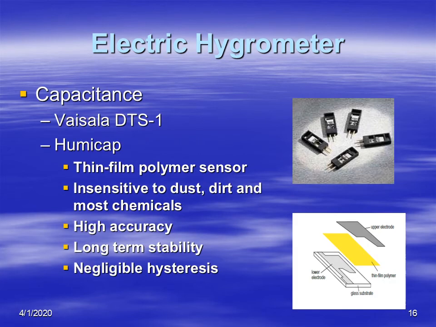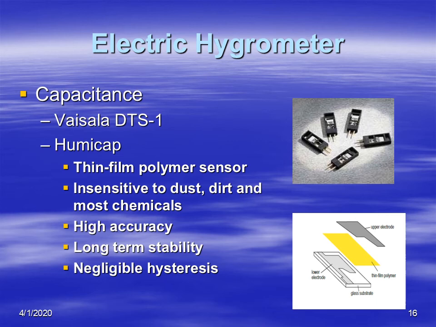One of the more ubiquitous capacitance hygrometers that is used in our world today is made by a company called Vaisala. And they have a little capacitance type device they call a Humicap. Humi for humidity, cap for, of course, capacitance. And its model number is the DTS1. It uses a thin polymer film in between, of course, two charged plates. They say that it's insensitive to dust, dirt, and most chemicals. It's very accurate, it has good stability, and really not much hysteresis.